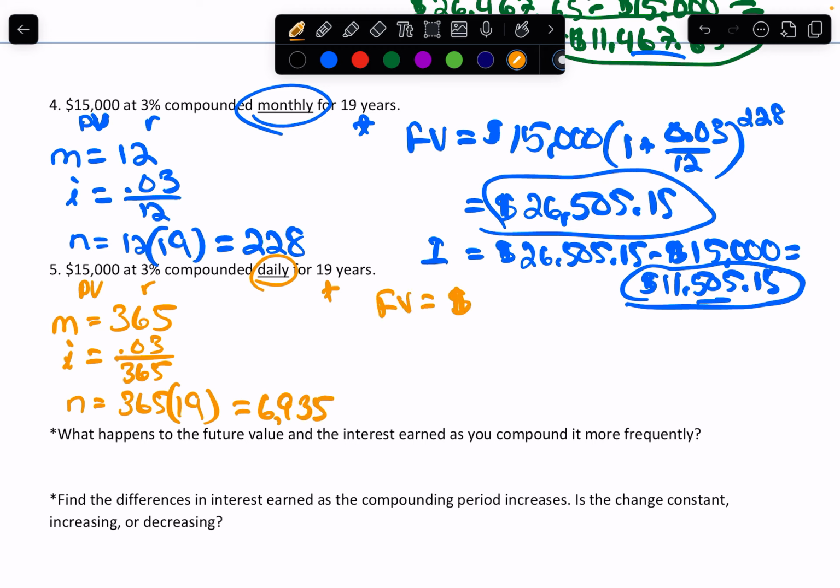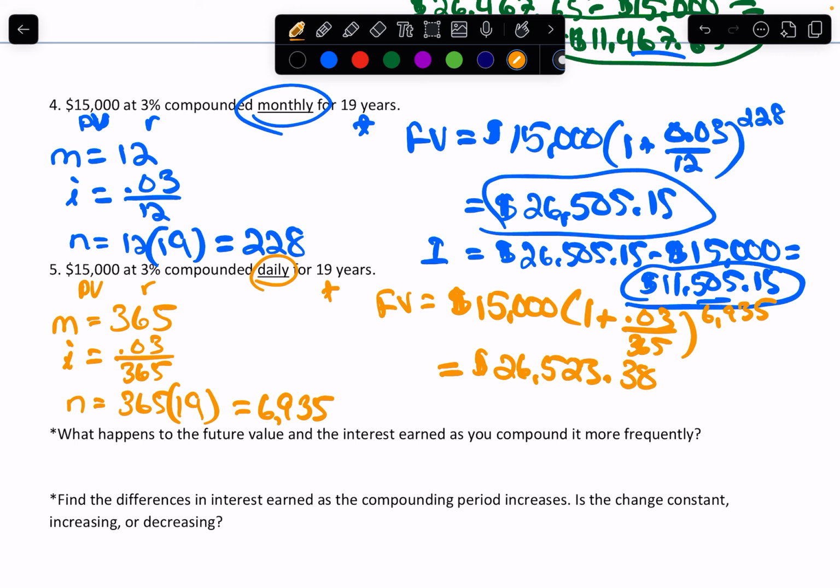Okay, so let's look at future value. Again, our present value, $15,000, has not changed. 1 plus, and then we've got 0.03 divided by 365 to the power of 6,935. And when we do the calculation here, we get $26,523.38. And our interest, again, when we do subtract, is $11,523.38.